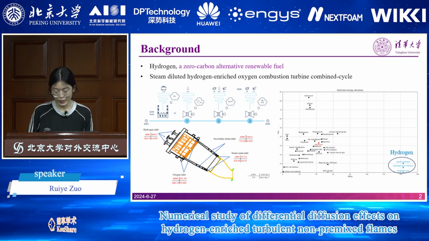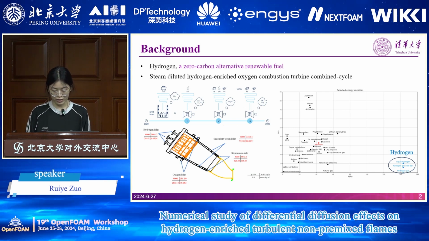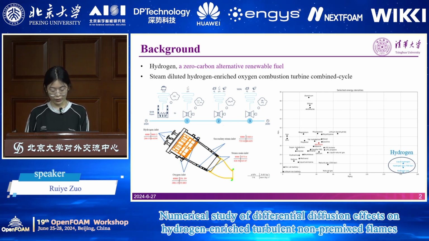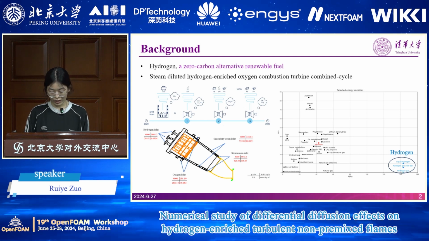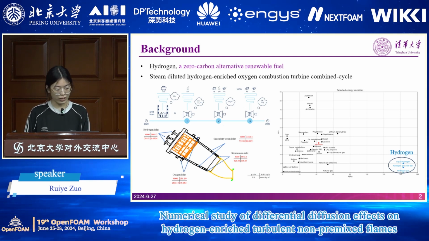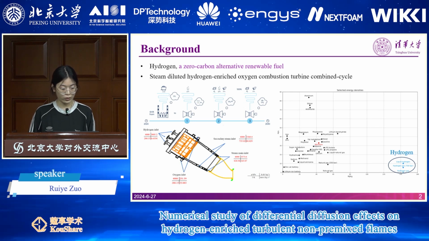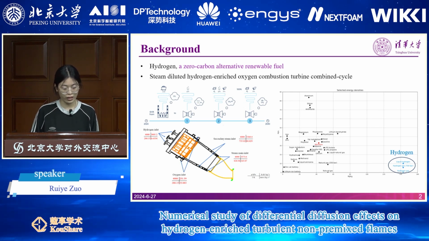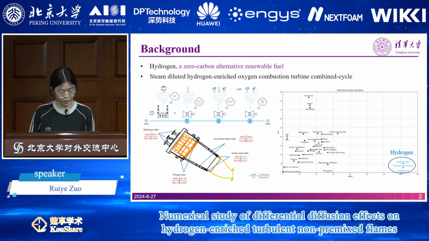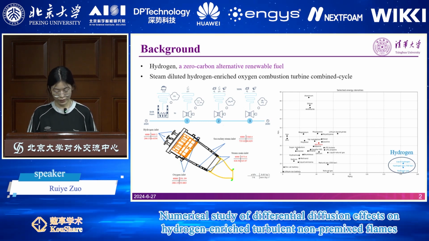Based on this, the basic science center of the two engines has carried out research on the principal configuration of combined cycle and high efficiency and zero emission advanced gas chamber, and proposed the steam diluted hydrogen enriched oxygen combustor turbine combined cycle. And the combustor is shown in this figure.